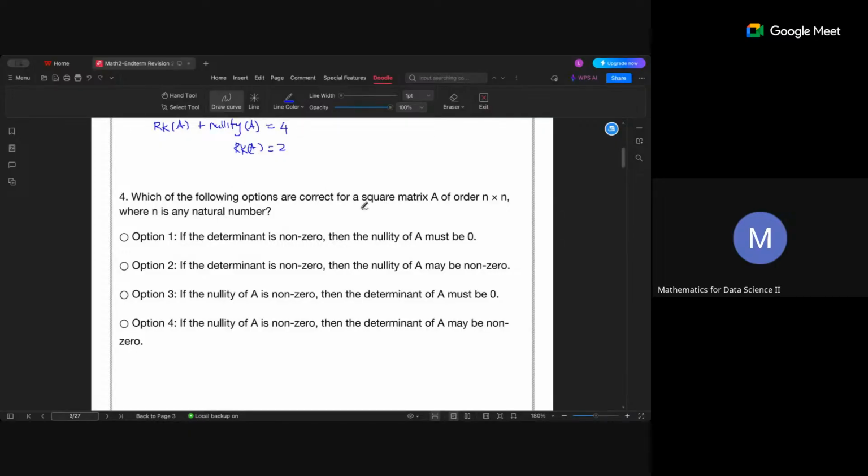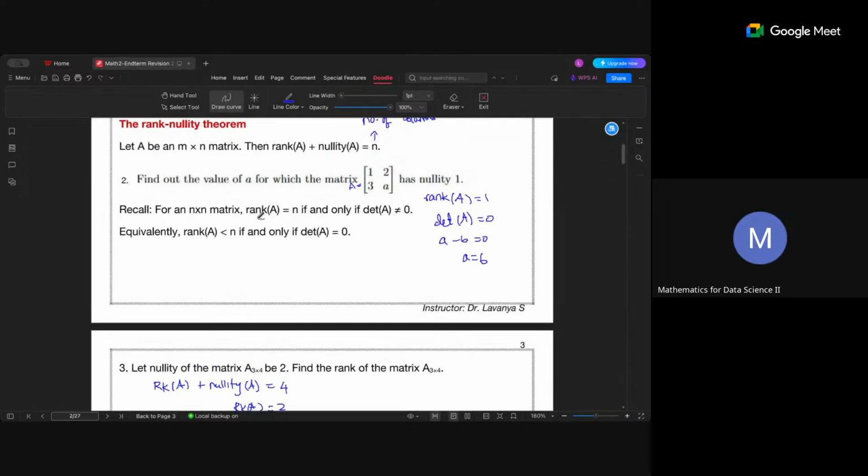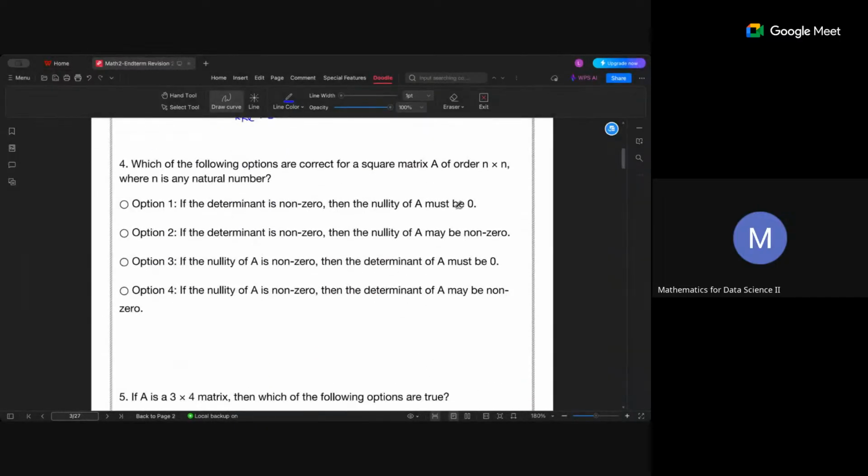Which of the following statements are correct for a square matrix A of order n by n, where n is any natural number? If the determinant is non-zero, you know that rank is equal to n. If rank is equal to n, then the nullity must be 0, correct? So the first option is correct. Is that clear? Why the first option is correct? Okay, what about the second option? Obviously incorrect.